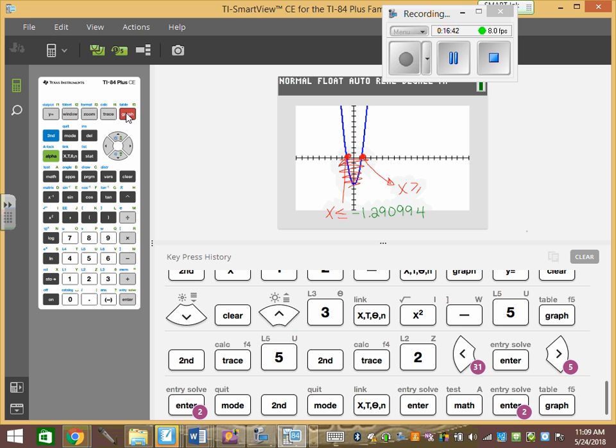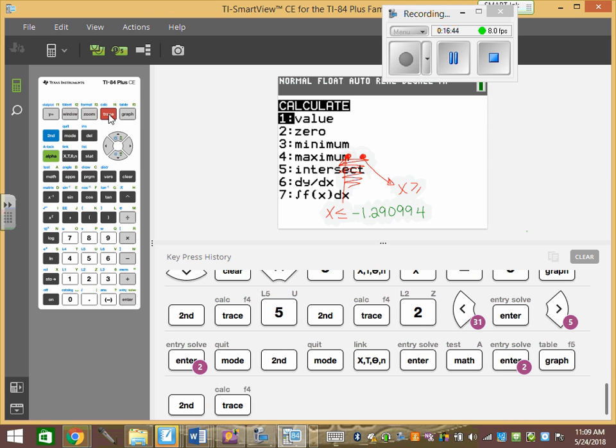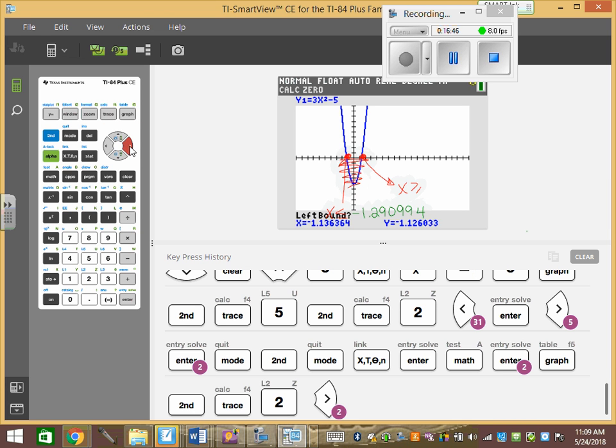Now we need the other one. Second trace, 2. Left bound of the second one. Enter. Right bound of the second one. Enter, enter. 1.29. Are they always that nice? This one is that nice because it is symmetrical about the y-axis, because we have a vertex at 0 and negative 5.